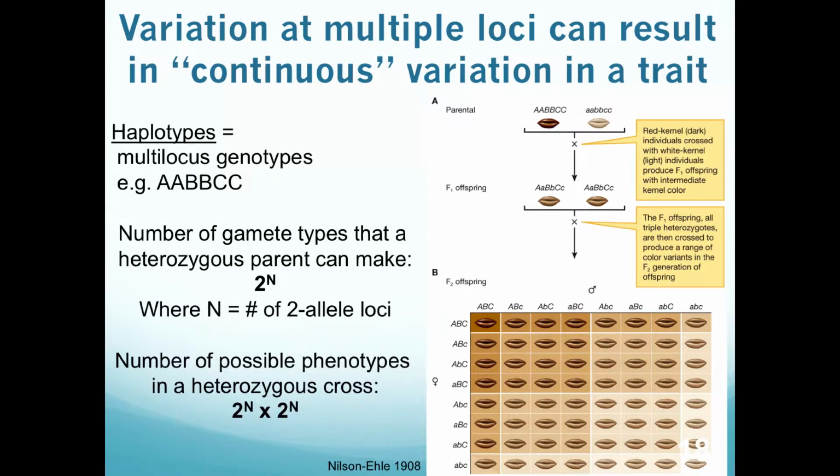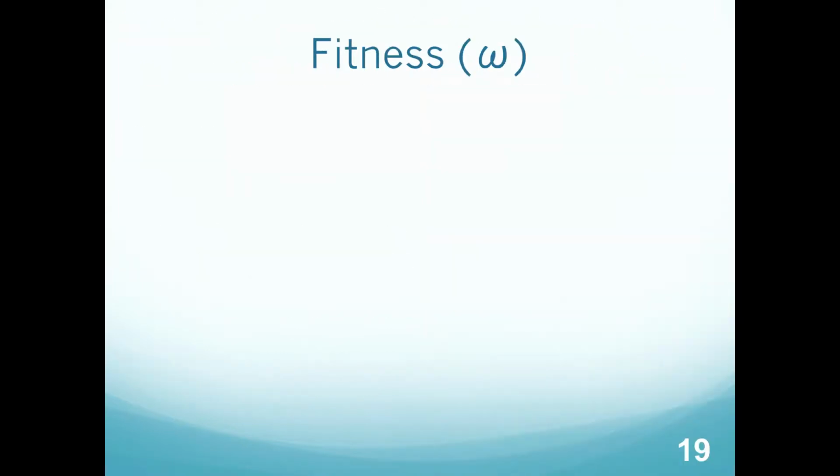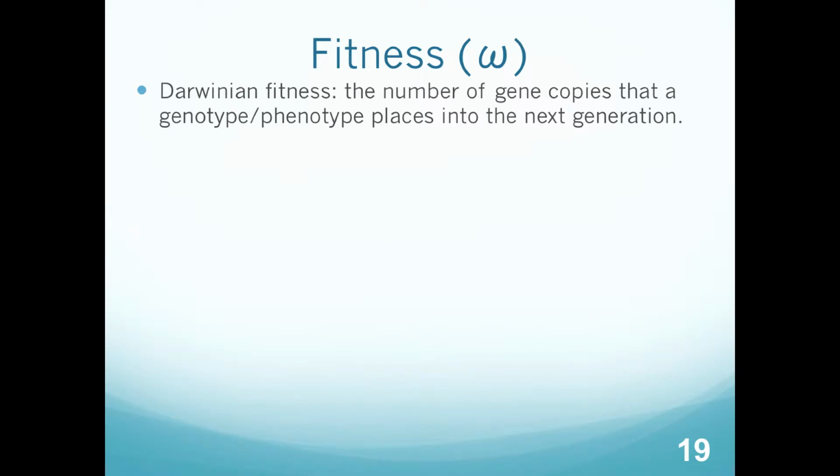In this lecture, I will start by giving an example for a discrete trait, and then show you some examples for continuous traits. So, selection is all about fitness, and we actually have a mathematical definition for fitness that we define as omega. We can think of fitness in terms of Darwinian fitness, so that's the number of gene copies that a genotype or phenotype places into the next generation.